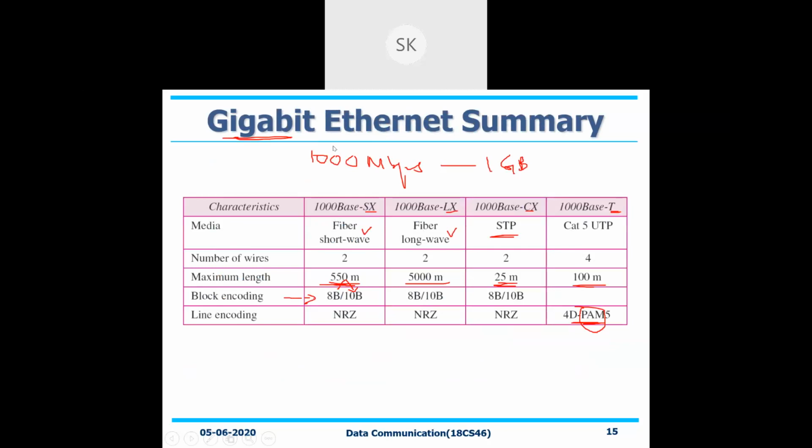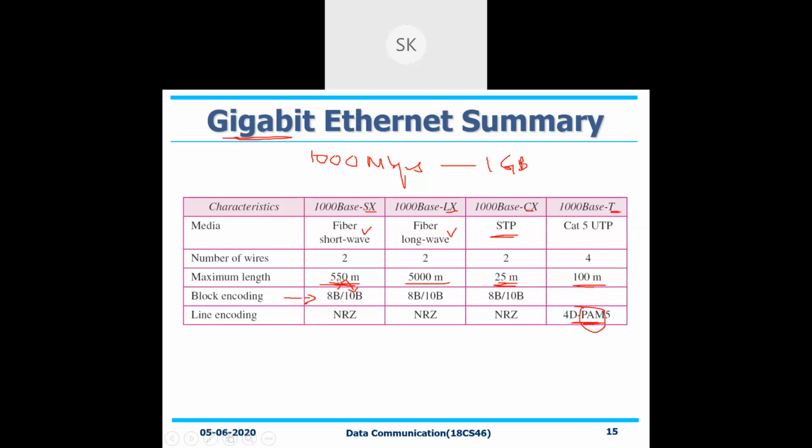Yeah, the next one is with respect to your gigabit Ethernet summary. See here, with respect to this characteristic, 1000 base SX is the one that we are having. The media that we are using is fiber short wave format. With respect to your 1000 base LX, we are using fiber long wave format. 1000 base CX is nothing but shielded twisted pair, that is what we are using. 1000 base T is nothing but Cat5 unshielded twisted pair. How many wires are required? With respect to SX and LX, it is 2. With respect to CX also it is 2. But with respect to base T, you require 4 wires.